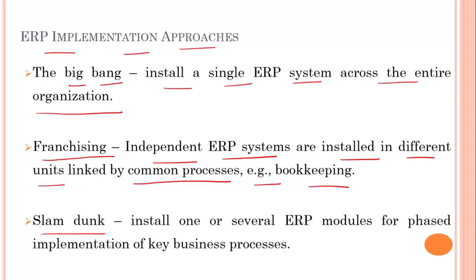Third is slam dunk. Now, what is slam dunk? It installs one or several ERP modules for phased implementation of key business processes. That means the ERP will be implemented in phases. That is basically the slam dunk approach of ERP implementation.